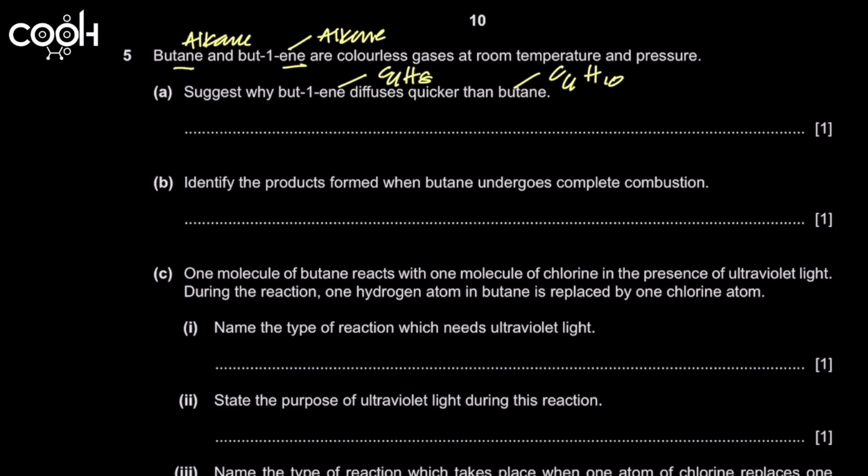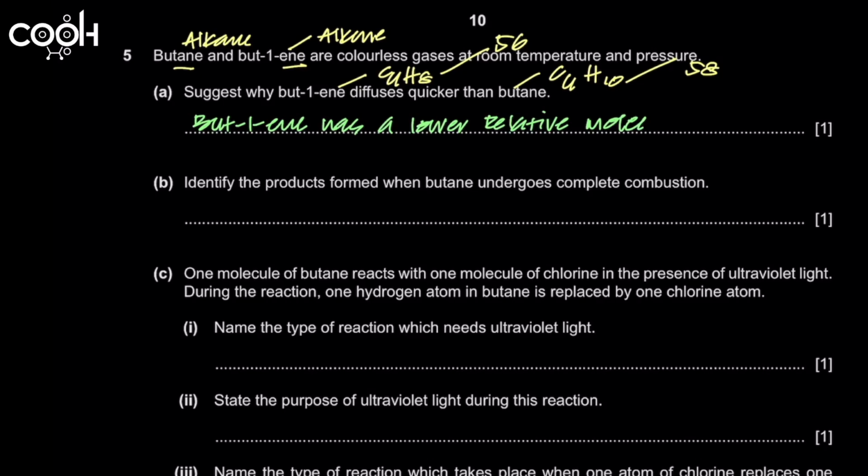So C4H10. Obviously, but-1-ene is going to diffuse faster because it has a lower relative molecular mass. The relative molecular mass of but-1-ene is 56, and this is basically 58, right? So it has a lower relative molecular mass. So it diffuses faster. Yeah? Butane is fatter compared to butene.